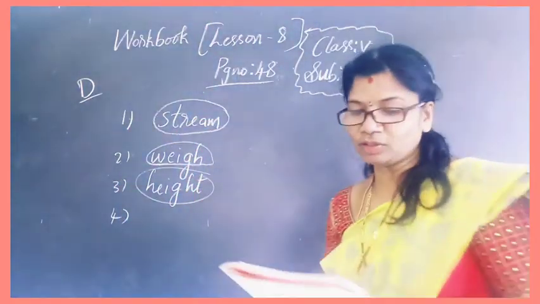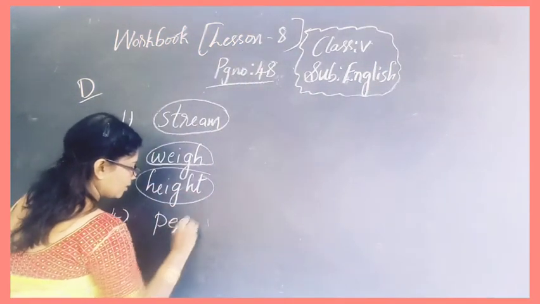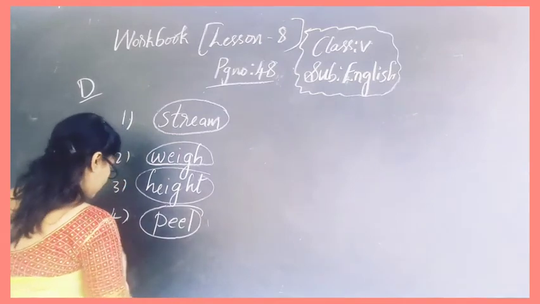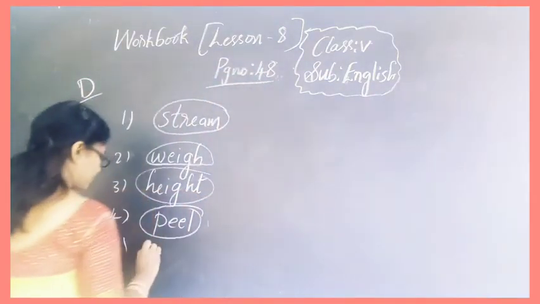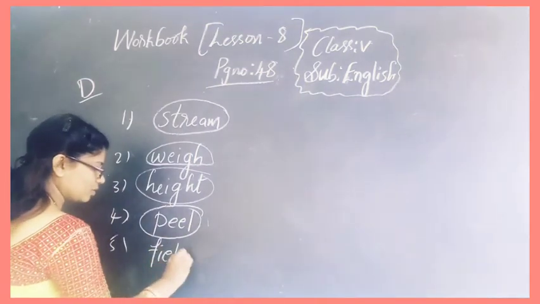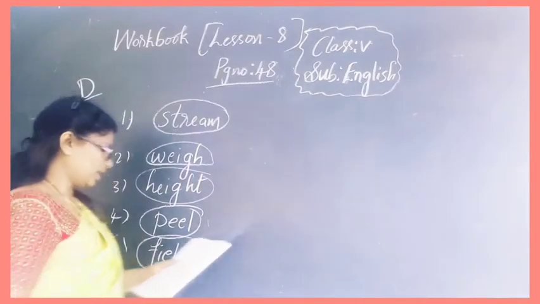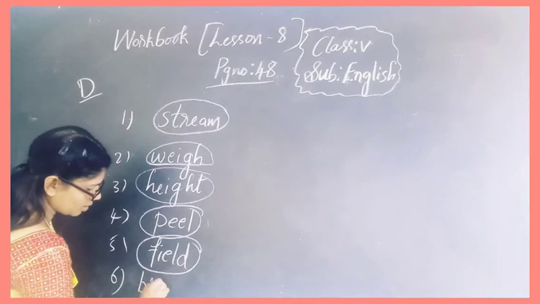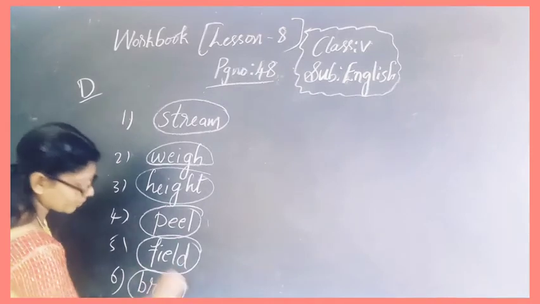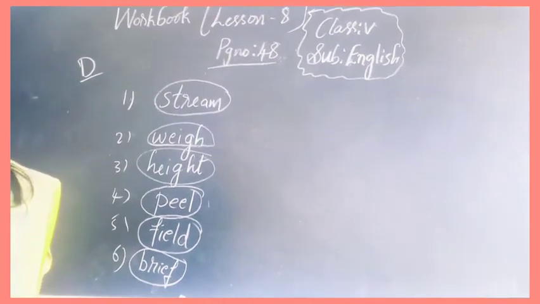Okay, let's go with the fourth one. Fourth one is the first one, P-E-E-L. Peel is the correct word. Now the fifth one, field. F-I-E-L-D. Before I say the answer, you should do that one in your workbook. Okay, the last one, brief. B-R-I-E-F. I hope you have understood what to do with this exercise D.